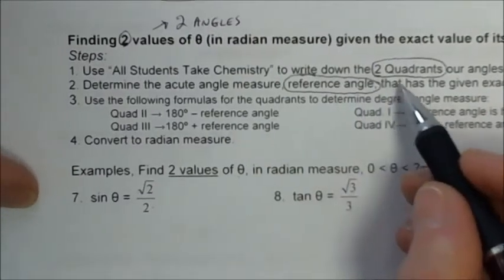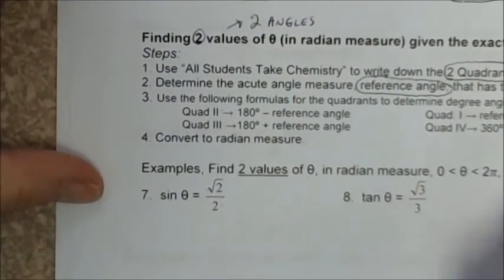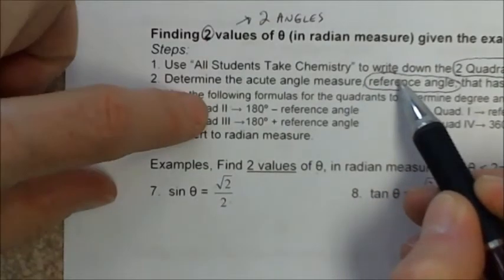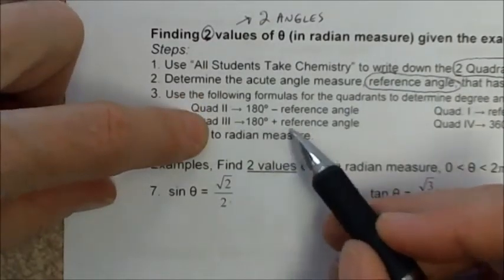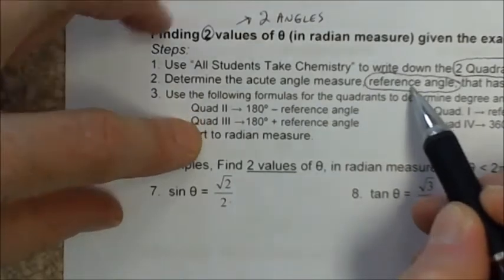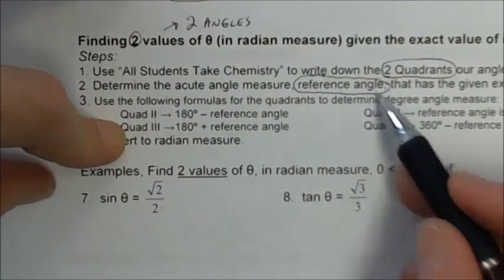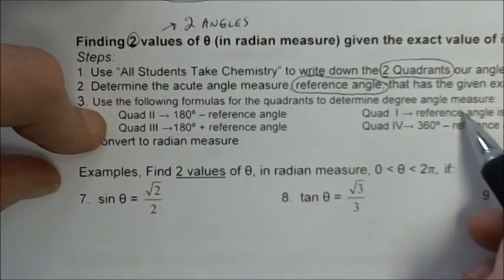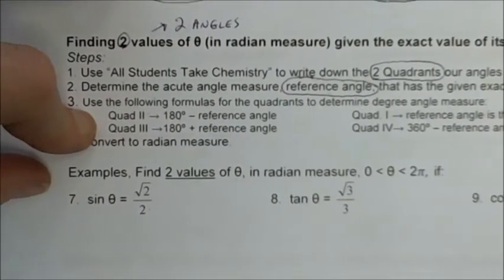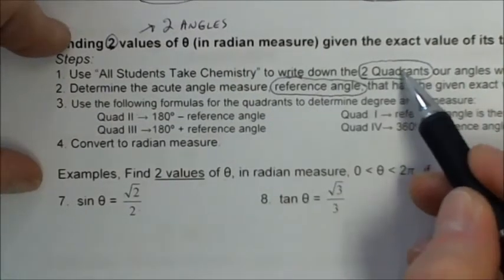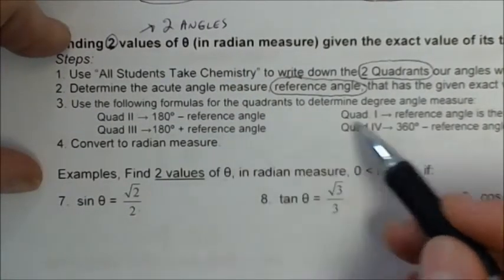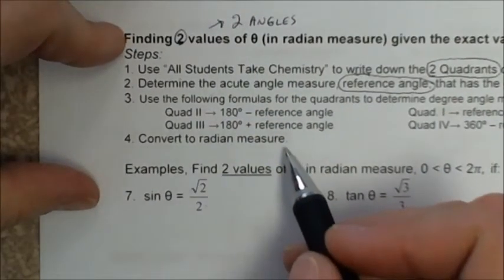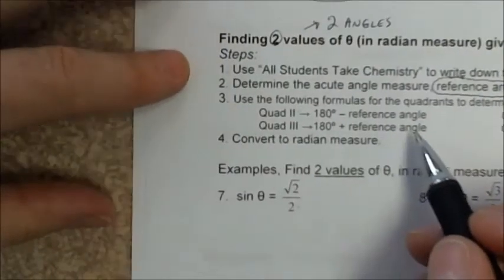And then once we have our reference angle, depending on what quadrant we're in, we're either going to do 180 minus the reference angle if it's a quadrant 2, 180 plus the reference angle if it's quadrant 3, or 360 minus the reference angle if our answer is in quadrant 4, or if we have a quadrant 1 angle, it's just whatever the reference angle is. So these 2 quadrants, you're going to get two out of these 4 options here. And then the last thing we're going to do is convert back to radians again.